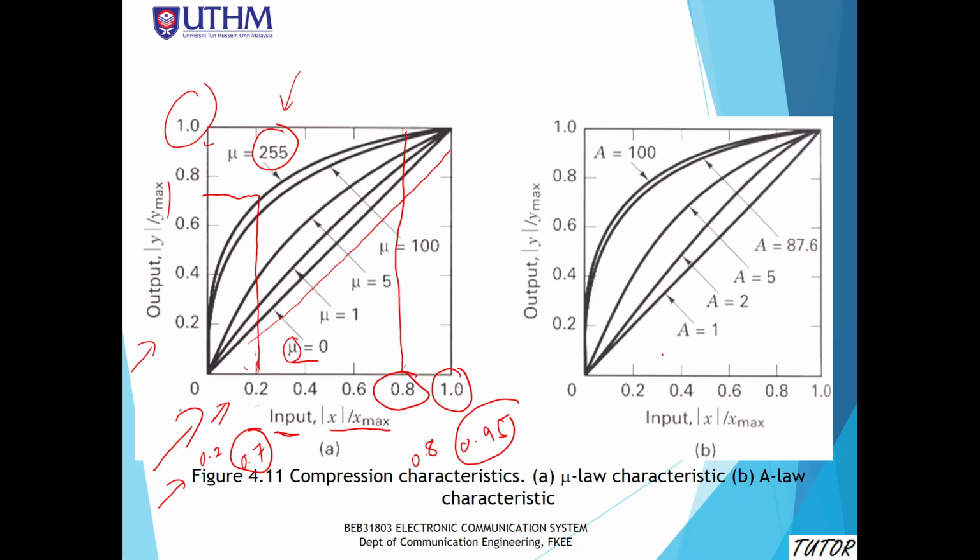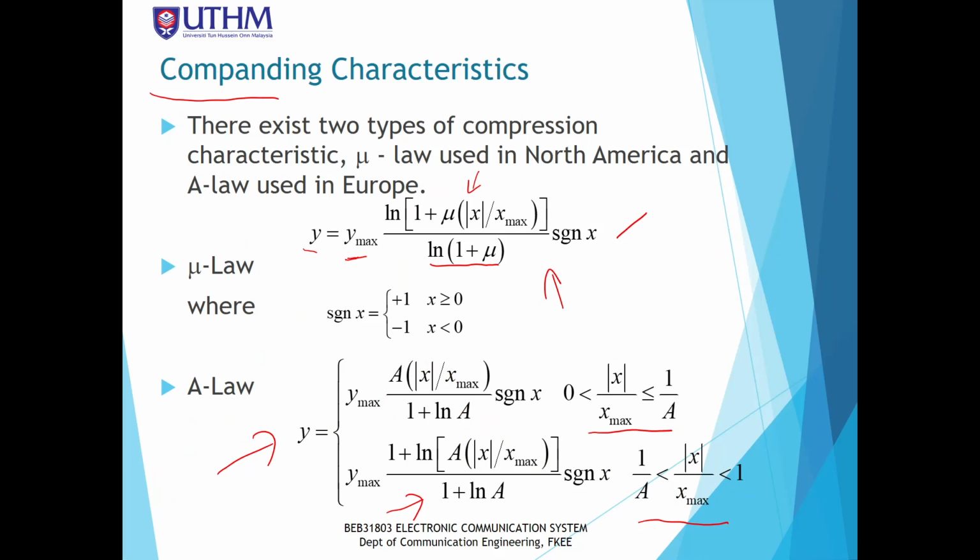Sama juga dengan A law. So A satu adalah linear, tidak ada perubahan, manakala yang paling besar adalah 100. Itu untuk A law, prosedurnya sama. So dalam final exam yang lepas, diberikan table untuk input, diberikan input sekian-sekian voltage, and then kamu dikehendaki untuk melukis graf outputnya. So yang mana kamu perlu menggunakan persamaan ini.